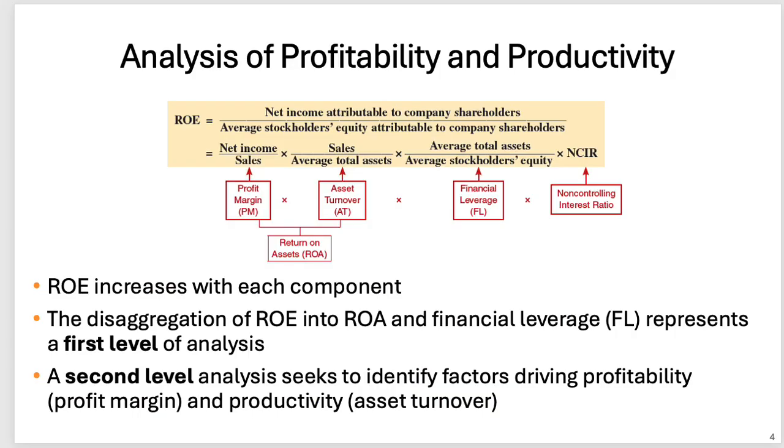We can continue to go forward then. As we've mentioned before, from the previous slide deck, the first level of disaggregating ROE is the DuPont disaggregation of ROA and financial leverage and significant NCI if there is one, right? But now in the second level, in this deck, what we're focusing on are the factors that drive real profitability and productivity. In other words, the factors that really do seek to affect ROA. And as we've mentioned, that would be the profit margin and productivity, or asset turnover.